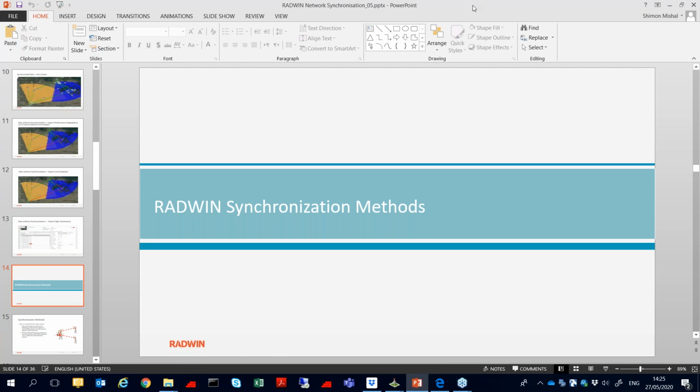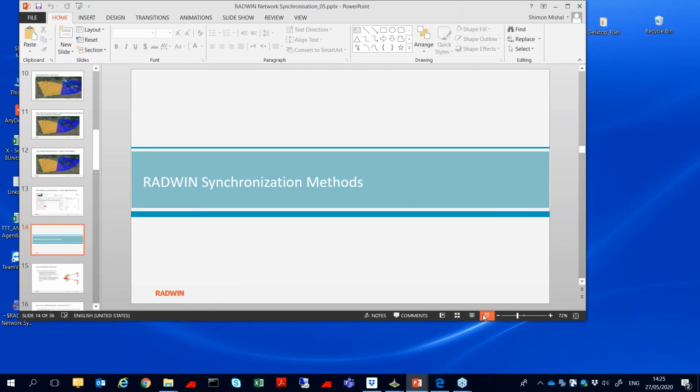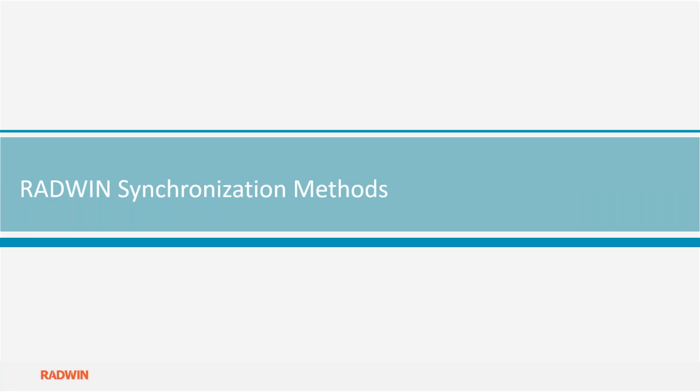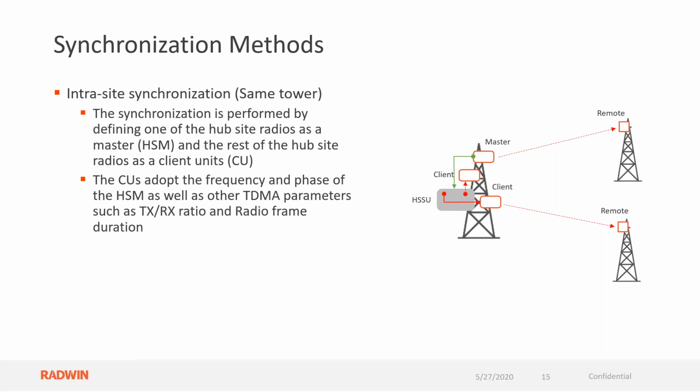So I can go back to the presentation and show you how it is simply done in RADWIN. The idea is to be aware of the need of synchronization and how to do it properly. So the synchronization method: there is intra-site synchronization at the same tower. At the same tower, there must be one unit, which is the master clock, and the master clock provides the clock to the other clients.